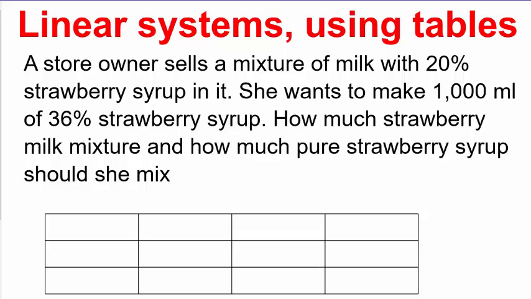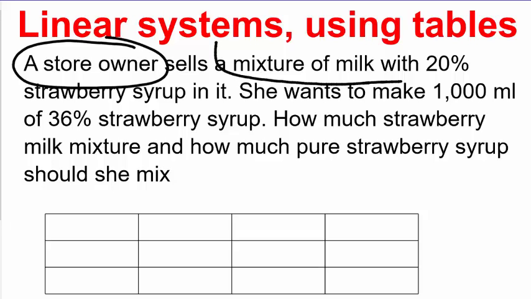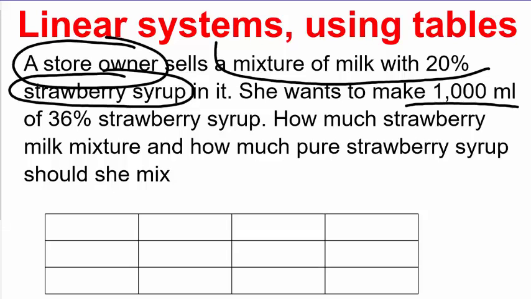A store owner sells a mixture of milk with 20% strawberry syrup in it. And she wants to make 1000 milliliters, meaning 1 liter, of 36% strawberry syrup. How much strawberry mixture and how much pure strawberry syrup should she mix?